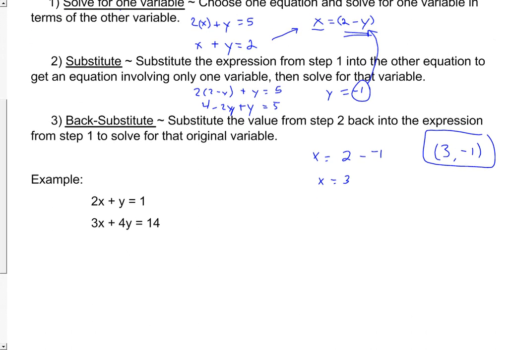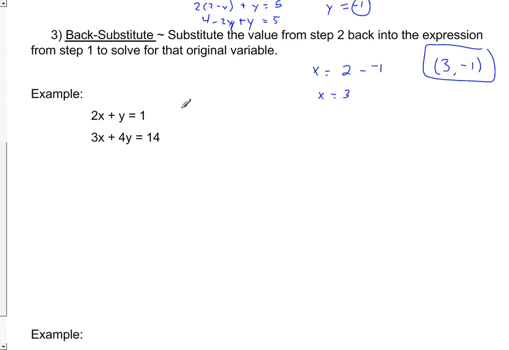Okay, let's look at an example without going through all the steps with all the wording. So here I have 2x plus y equals 1 and 3x plus 4y equals 14. If I look at the 3 of these terms, the one that I would solve for is the y, because that's the one variable term that has a coefficient of 1. So to do that, I would subtract the 2x, and I would get y equals 1 minus 2x. I'm going to take that 1 minus 2x and plug that into the other equation in place of y.